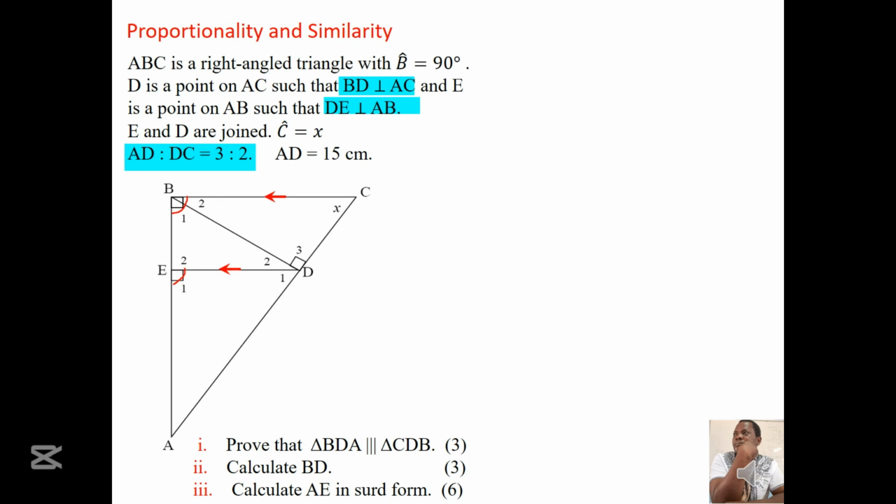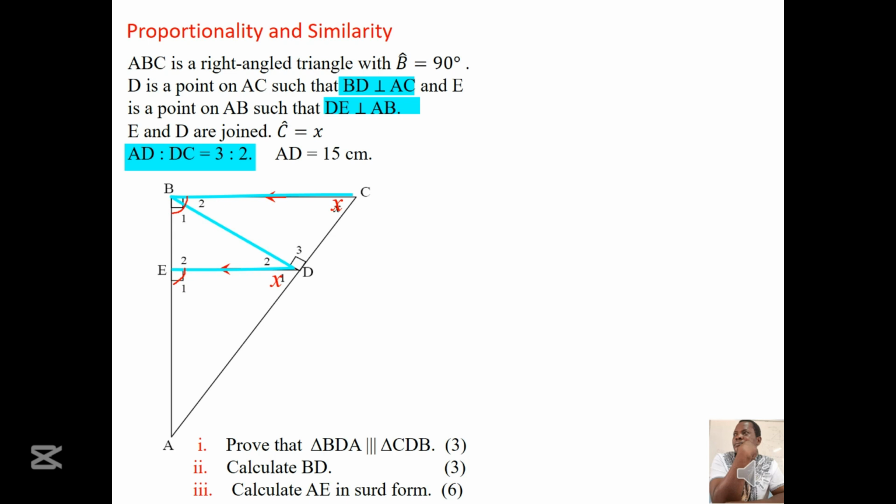Now, we have been led to two parallel lines. What do we know about parallel lines? We know about corresponding angles, and that means the value of angle C and D1 are equal to each other. They are both equal to X because they are corresponding angles. We also know about alternate angles. Alternate angles are equal. So that means the value of B1 and the value of angle D2 are equal to each other.